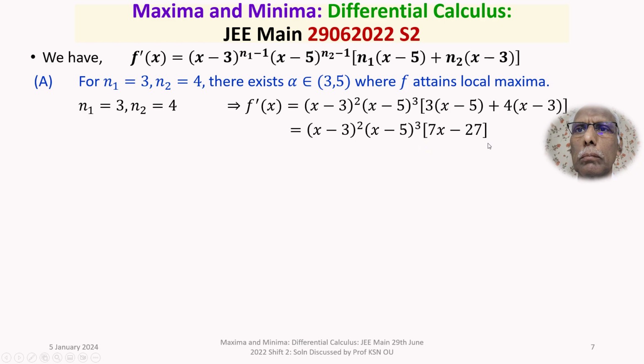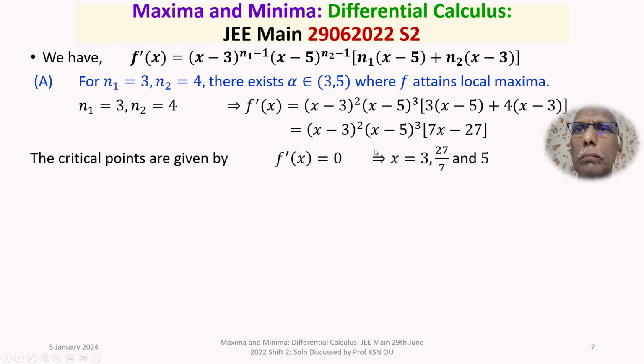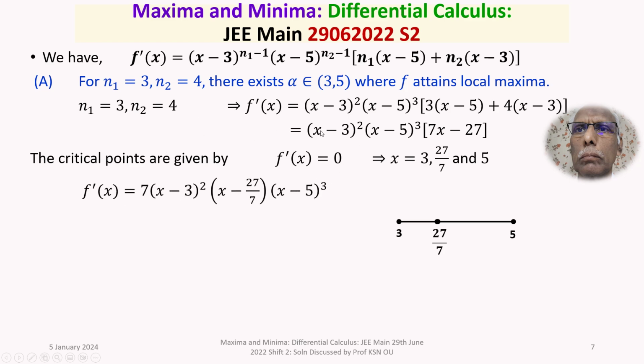We get the critical points by equating the first derivative to 0. The critical points are x is equal to 3, x is equal to 27 by 7, and x is equal to 5. So that is the diagram: 3 here, 5 there, 27 by 7 in between. Now f prime x is written as 7 times (x minus 27 by 7), since we have taken 7 common out of 7x minus 27. The other two factors are as they are.